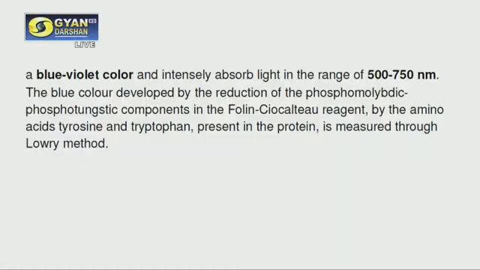And that blue color, the intensity of the color that you get, is measured in the spectrophotometer. What is the wavelength at which you can measure this? It is normally 500 to 750 nanometer, where you can measure this blue violet color. And this is formed by the reduction of the phosphomolybdic and phosphotungstic components in the Folin-Ciocalteu reagent by the amino acids tyrosine and tryptophan present in the protein. I think I have already repeated this. So that is the principle of the Lowry method.